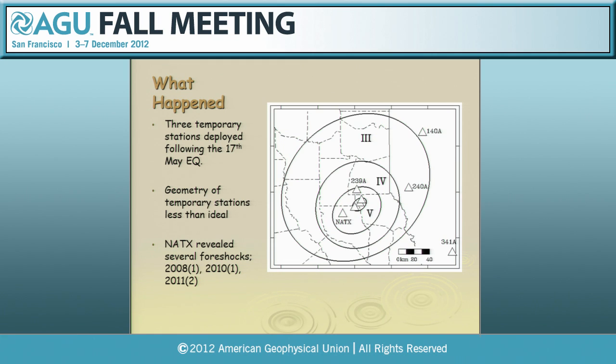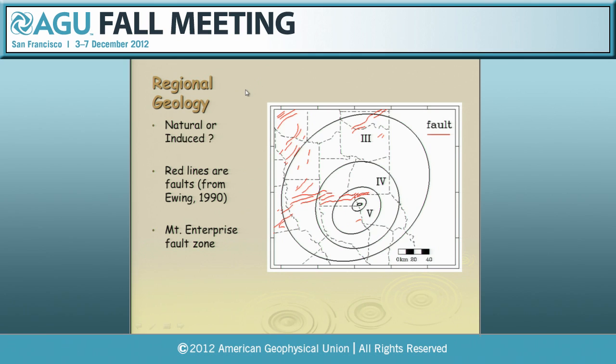And we also went back and searched the Nacogdoches station. On that, we found that there are a couple of events that occurred prior to the one in question. In 2008, we found one event. In 2010, we found another event. And in 2011, we found two events. So we see that at this point, the seismicity, for some reason, is on the rise. Whether it's natural or induced, we need to step back and look at the fault structure in the area.